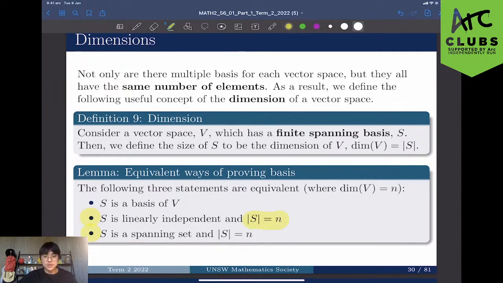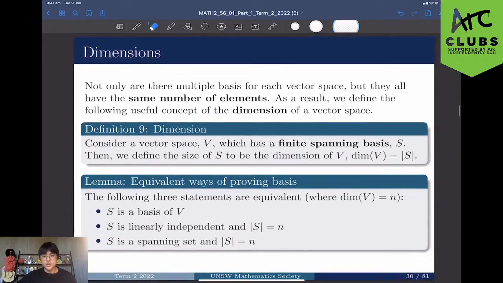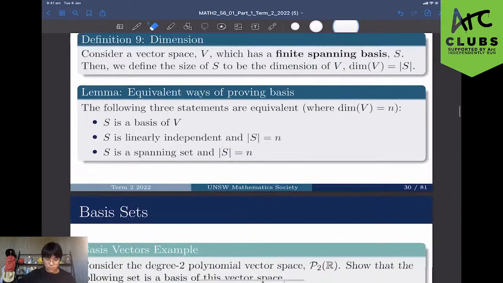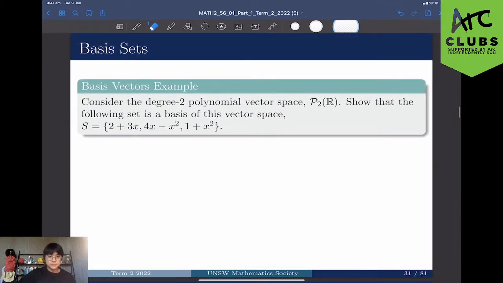So say you're given a set that has size 3, and that's equal to the dimension of V. All you need to prove is that S is linearly independent. So the set that you have is linearly independent, and that's all you need to prove that S is a basis. So yeah, this lemma is quite handy to keep in mind to save some time when proving a certain set is a basis. And we're going to apply this straight away.